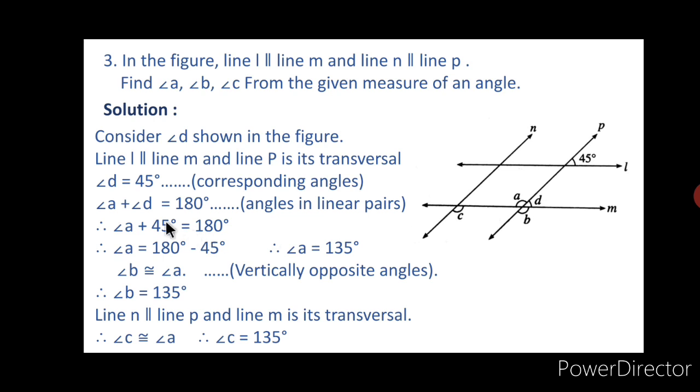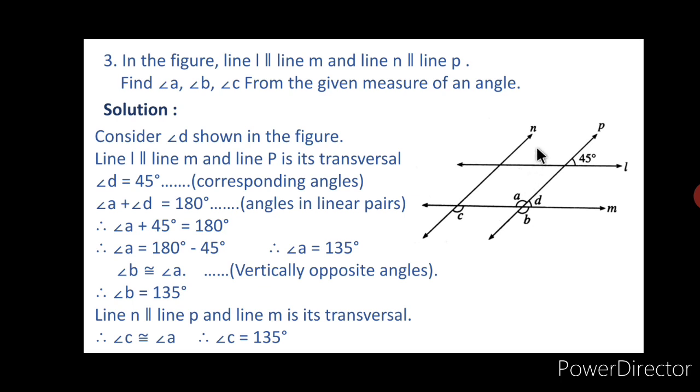When we put the value of angle D as 45 degree, then angle A is equal to 180 minus 45 degree, that is angle A is 135 degree. Angle B and angle A, these two angles are vertically opposite angles. Therefore, angle B is equal to 135 degree.